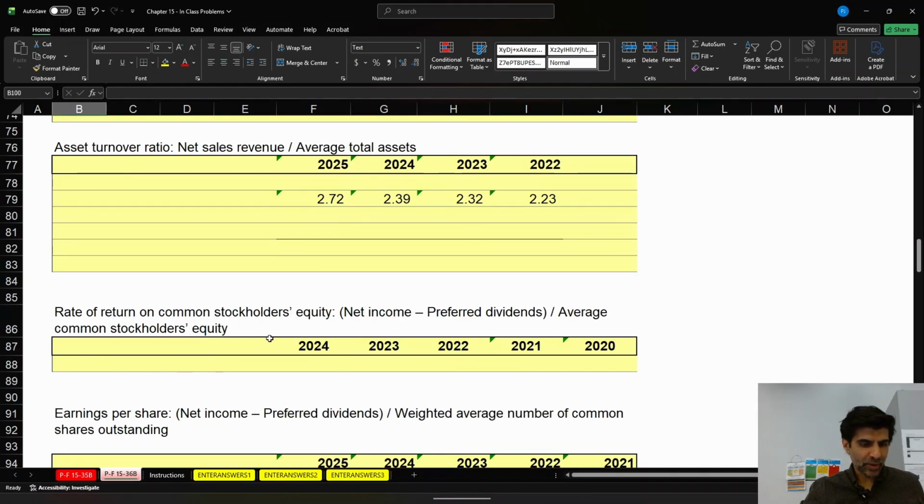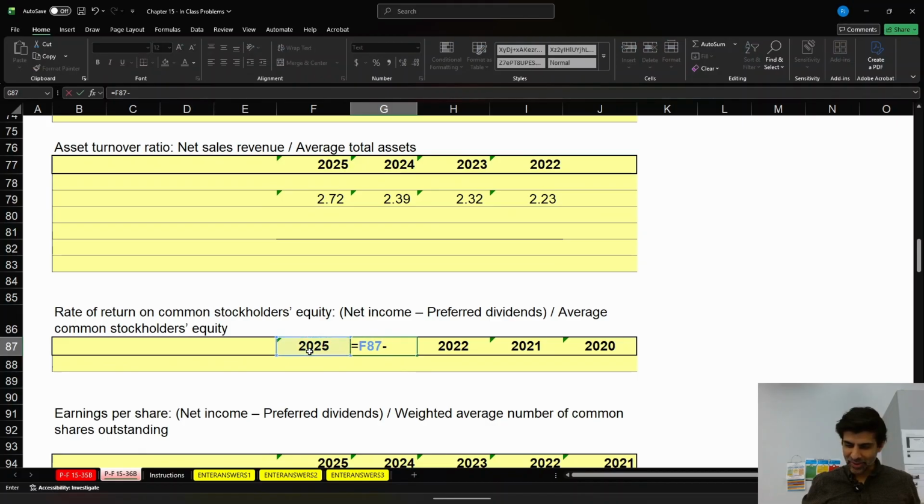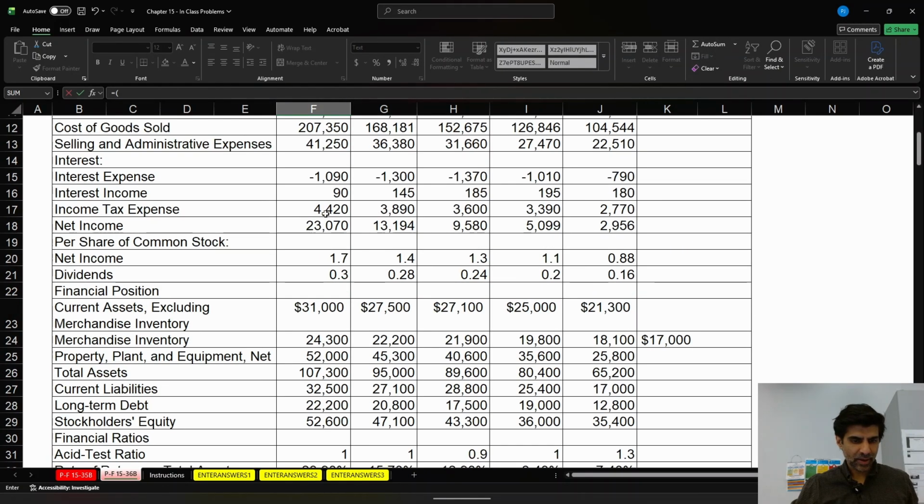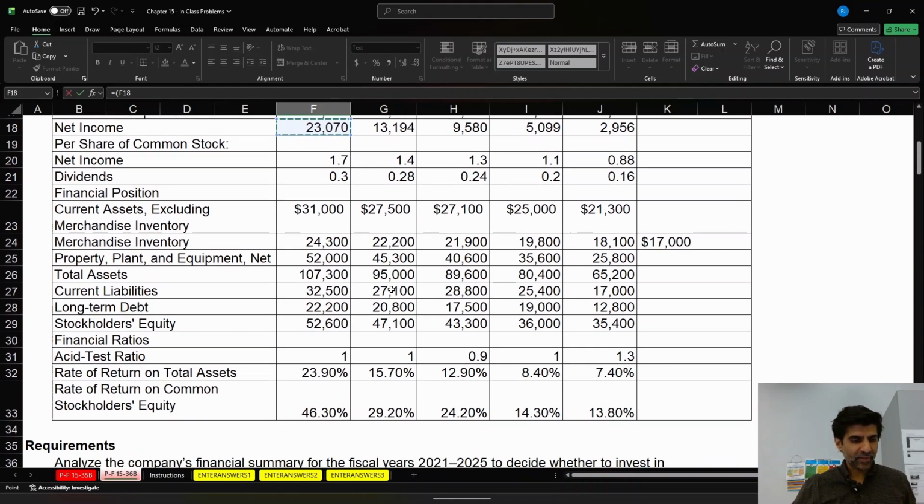Rate of return on common shareholder equity. I don't know, this is messed up. This should be 2025. The years are a little messed up here. I don't know what's going on. You take the net income, which is again this cell, F18. At least from what I see here, there are no preferred dividends, so we don't need to do anything with that. Maybe we don't have any preferred stock.